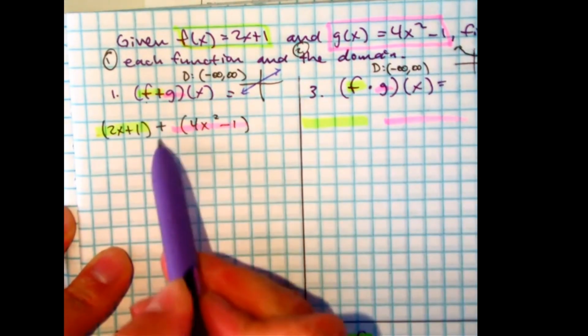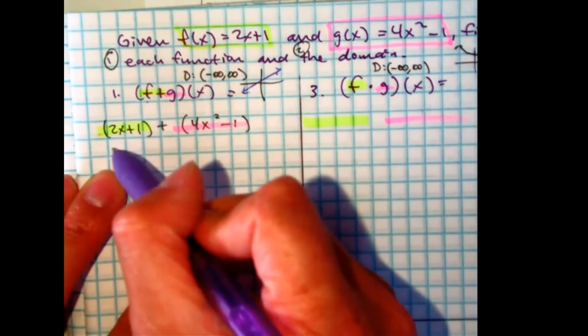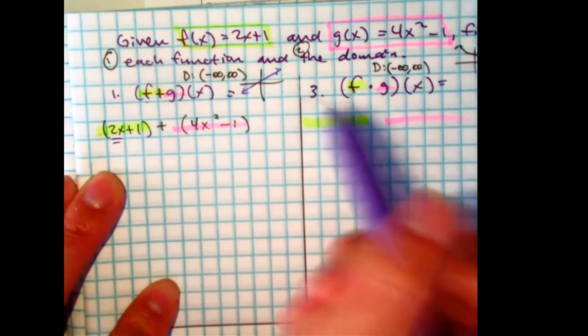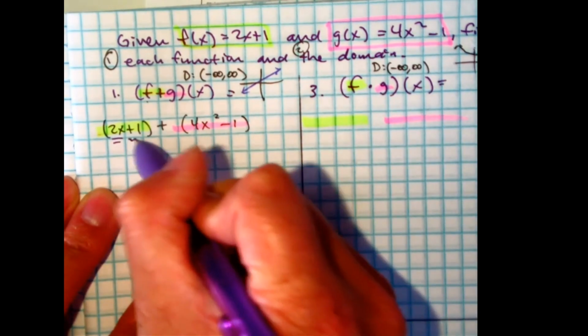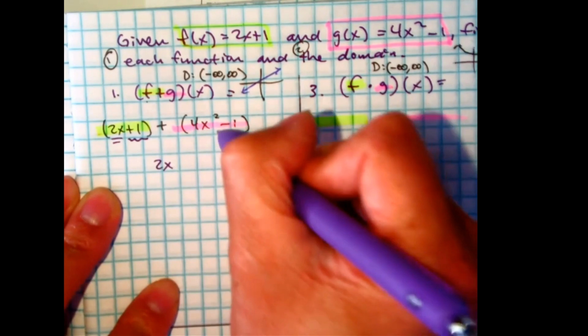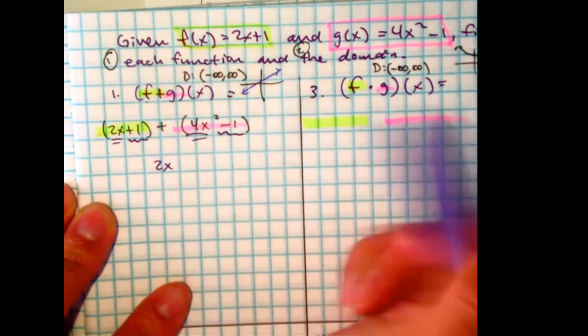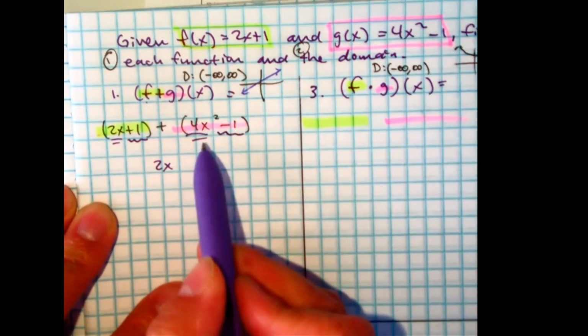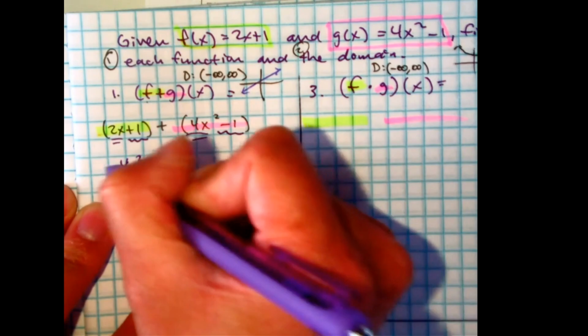Class, with the plus sign, do I need the parentheses? No. Now I can just combine like terms. 2x, does it have any like terms? No. How about 1? Negative 1, and that equals what? 0. And then I'm left with 4x squared. Does that have anything to combine with? So our answer is 4x squared plus 2x.